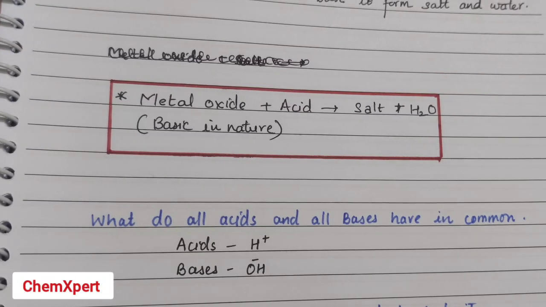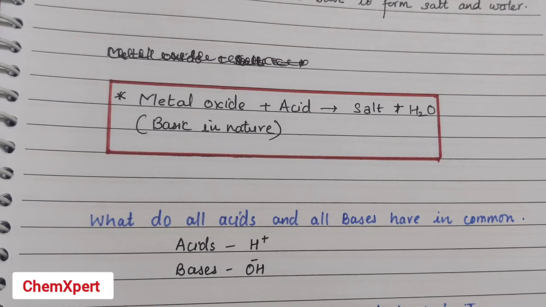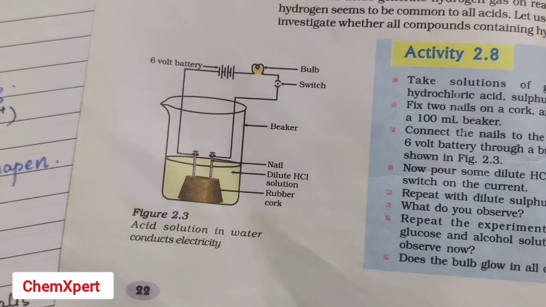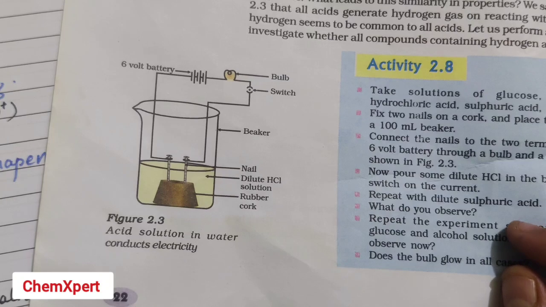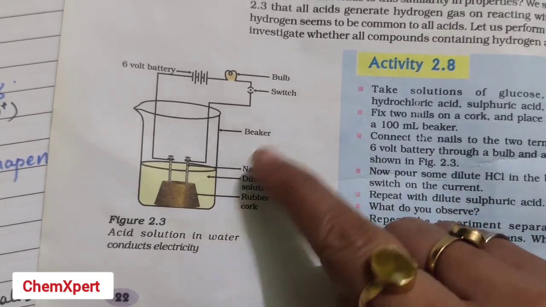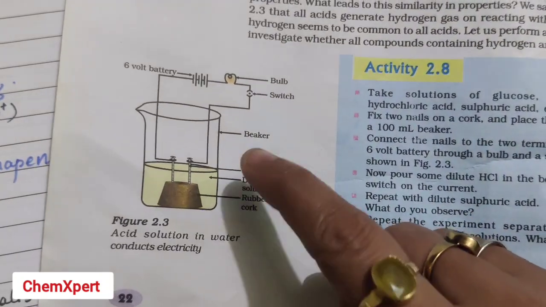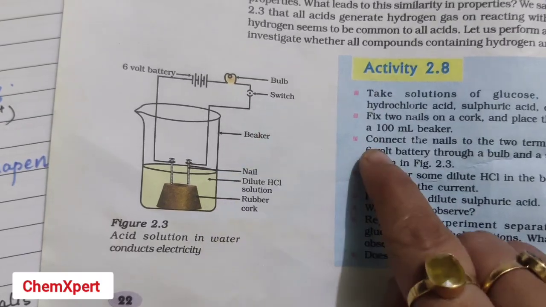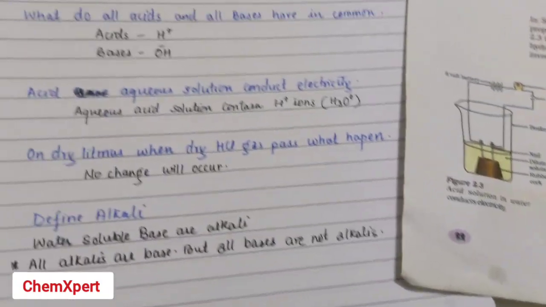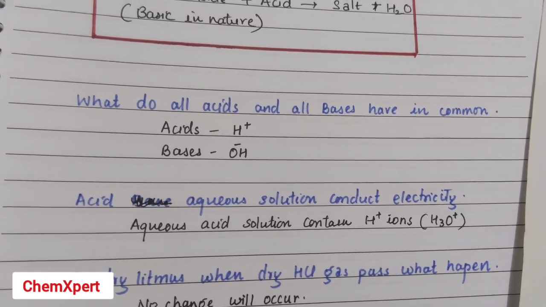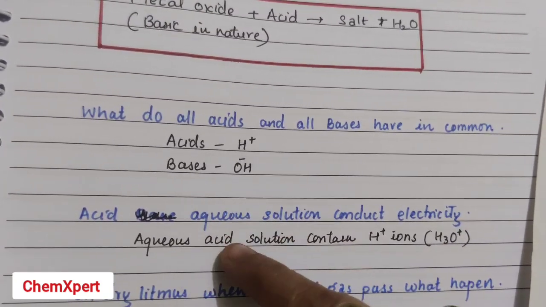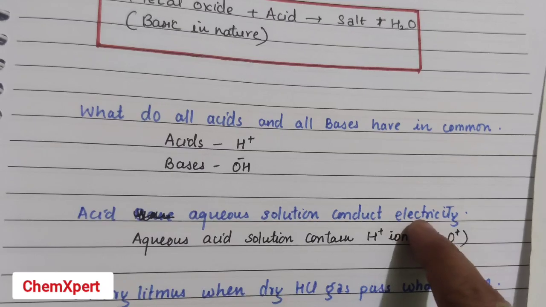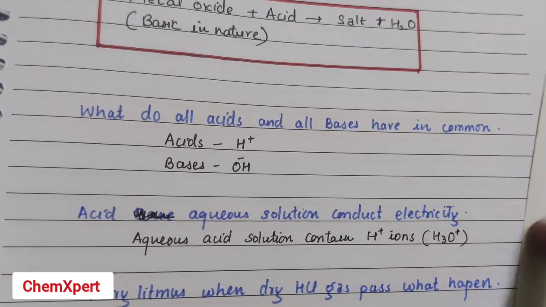Now the next important question: what do all acids and bases have in common? All acids have H plus ion, all bases have OH minus ion. So this is a very important activity in which we can observe that aqueous acid solution conducts electricity. Now the question arises, why does an acidic solution conduct electricity? Because aqueous acid solution contains H plus ion. Aqueous acid solution contains H plus ion, that is why it conducts electricity.